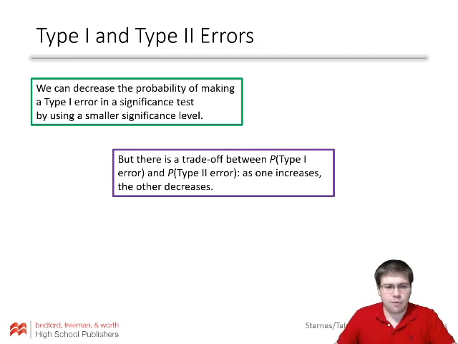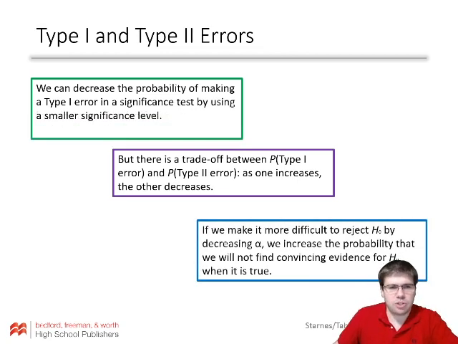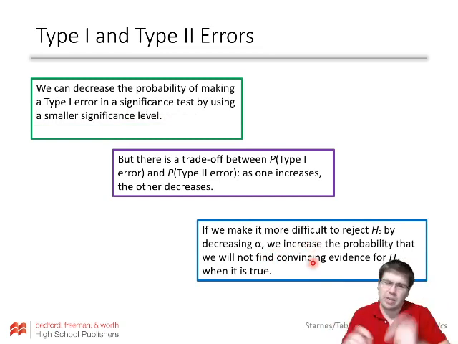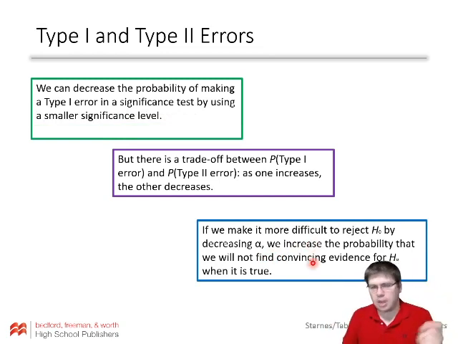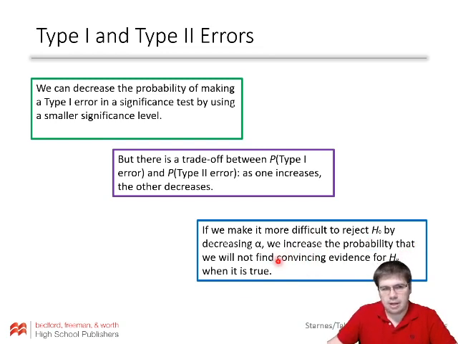If we make it more difficult to reject the null hypothesis by decreasing alpha, so we say we're going to go down to 1%, we're going to need really strong evidence to reject. That's going to make it harder for us to reject when we should reject. And so when the alternative hypothesis is true, it's less likely that we will find convincing evidence. So that's the downside of this.